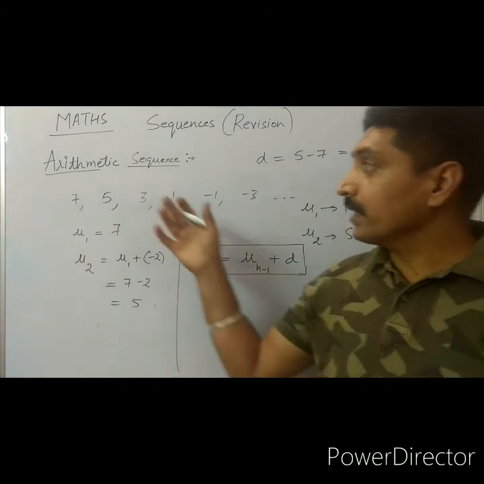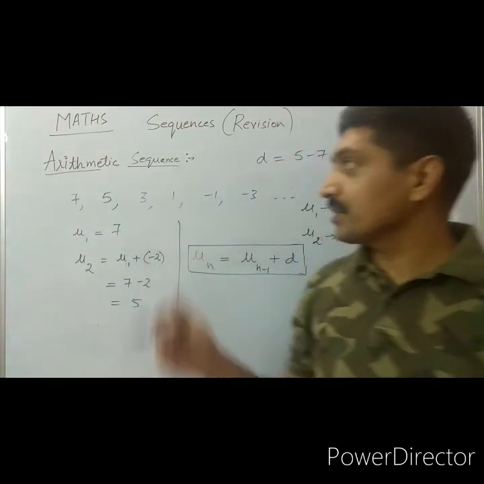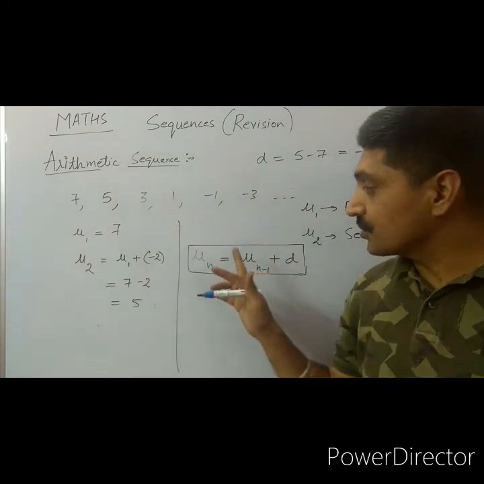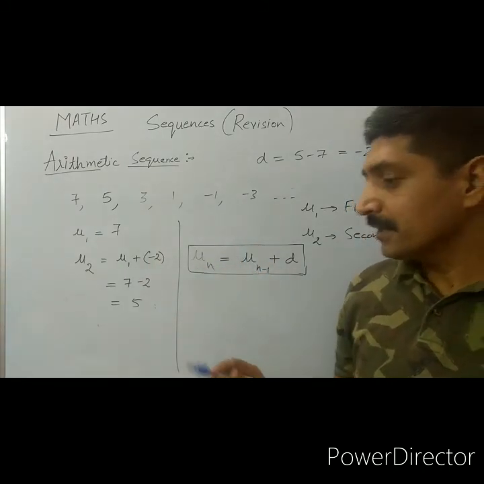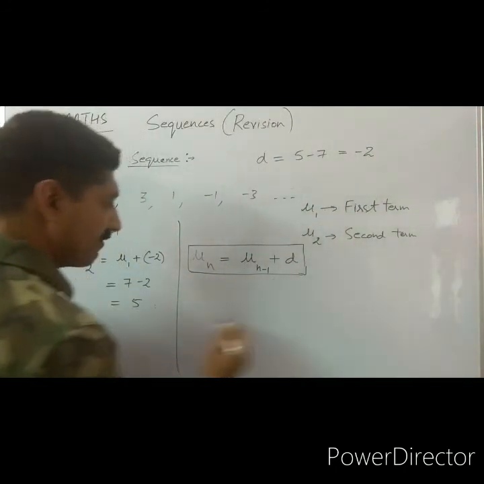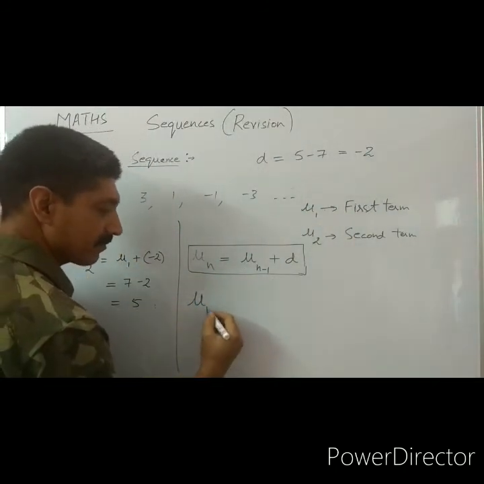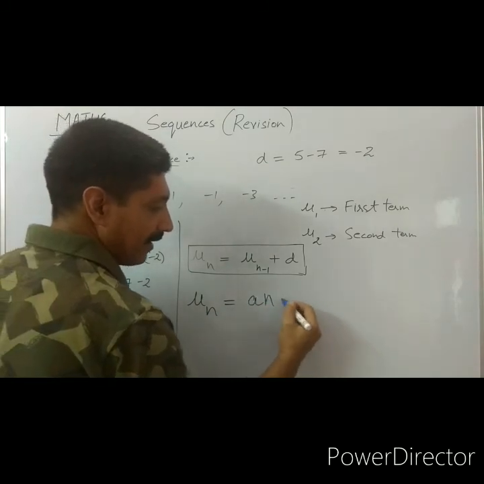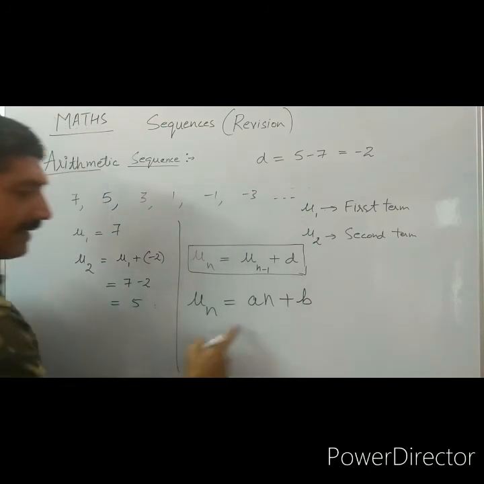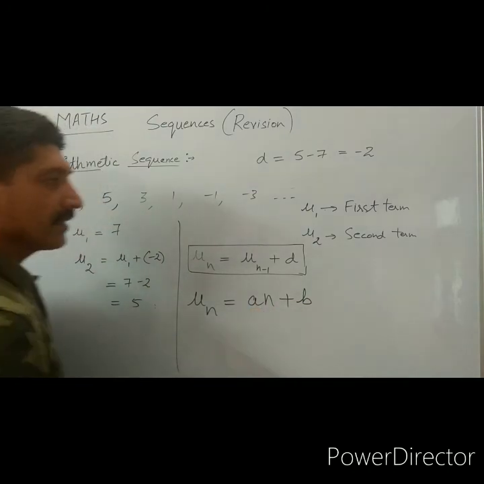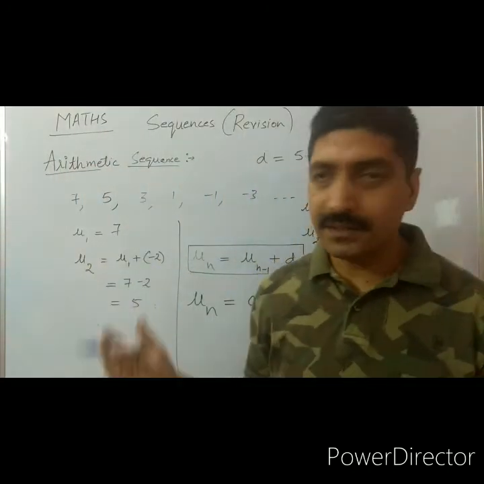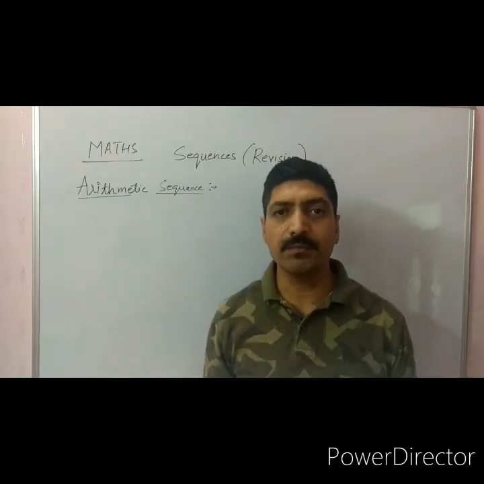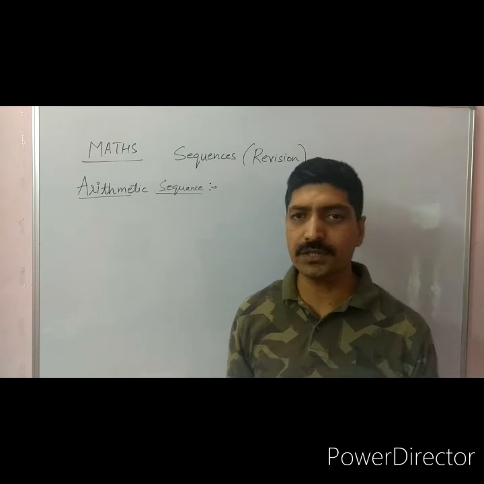So in arithmetic sequences we can find the general term, or nth term, and this general term is always in a linear form, like an plus b. So let's take some other examples of arithmetic sequence. Let's take some more examples of arithmetic sequence.